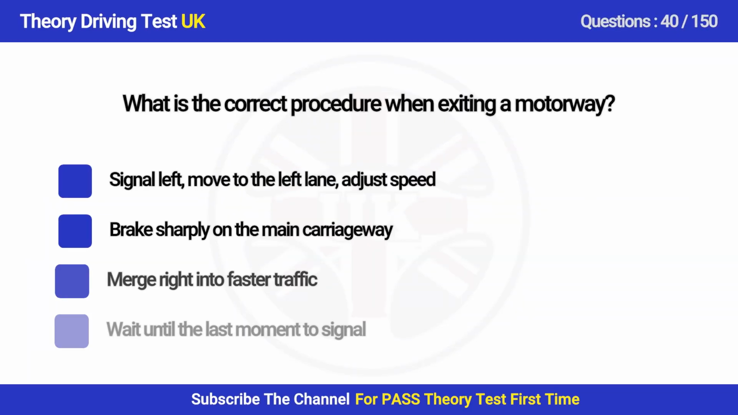Question 40. What is the correct procedure when exiting a motorway? A. Signal left, move to the left lane, adjust speed. B. Brake sharply on the main carriageway. C. Merge right into faster traffic. D. Wait until the last moment to signal.